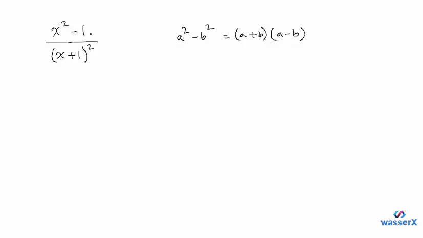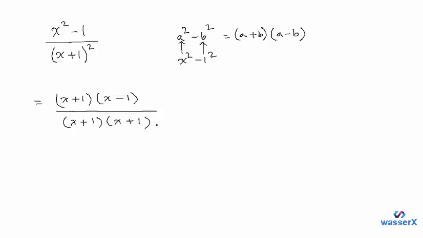So we have x squared minus 1 over here. We could rewrite that as x squared minus 1 squared because 1 is the same as 1 squared. And then look what happens. x is our a and 1 is our b. So we could rewrite the top as a plus b times a minus b, which is x plus 1 times x minus 1. And then on the bottom, we have a square outside the parentheses, which means it's the same as x plus 1 times x plus 1. So x plus 1 is a common factor. Cross them off. And we have x minus 1 on the top over x plus 1 on the bottom, which is the simplified form of this one.